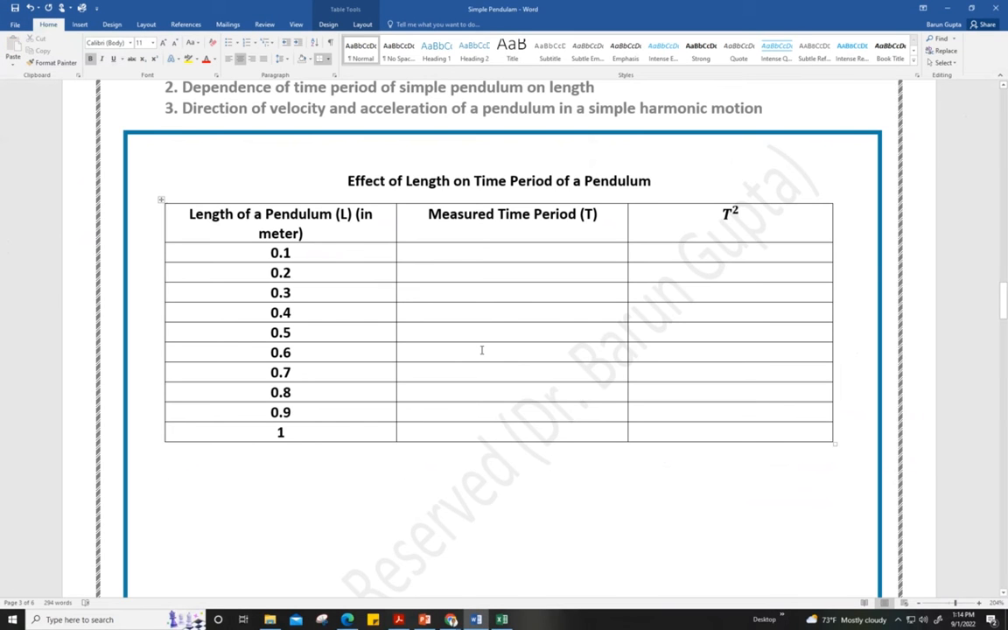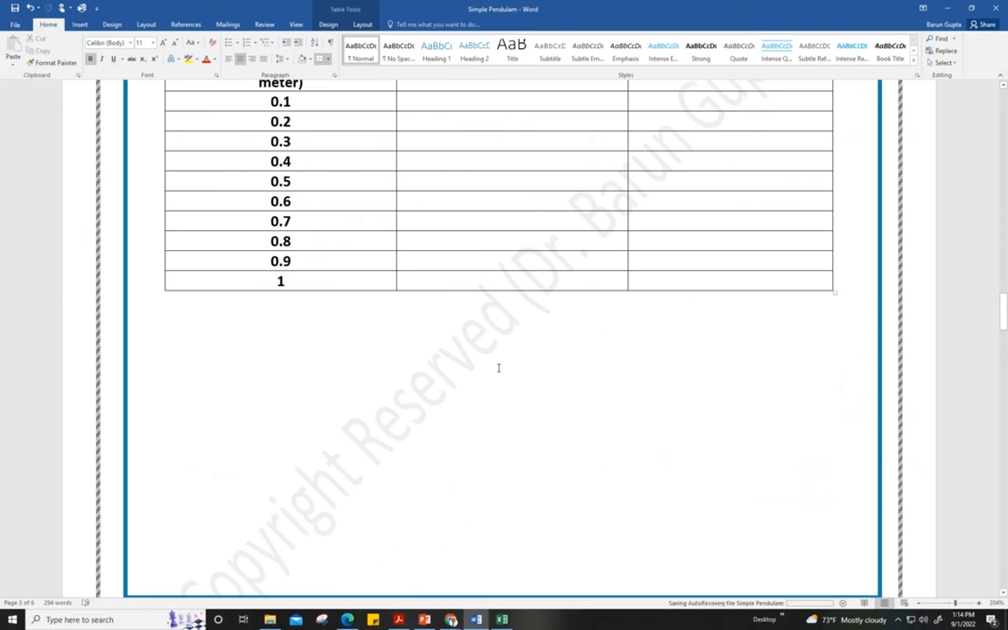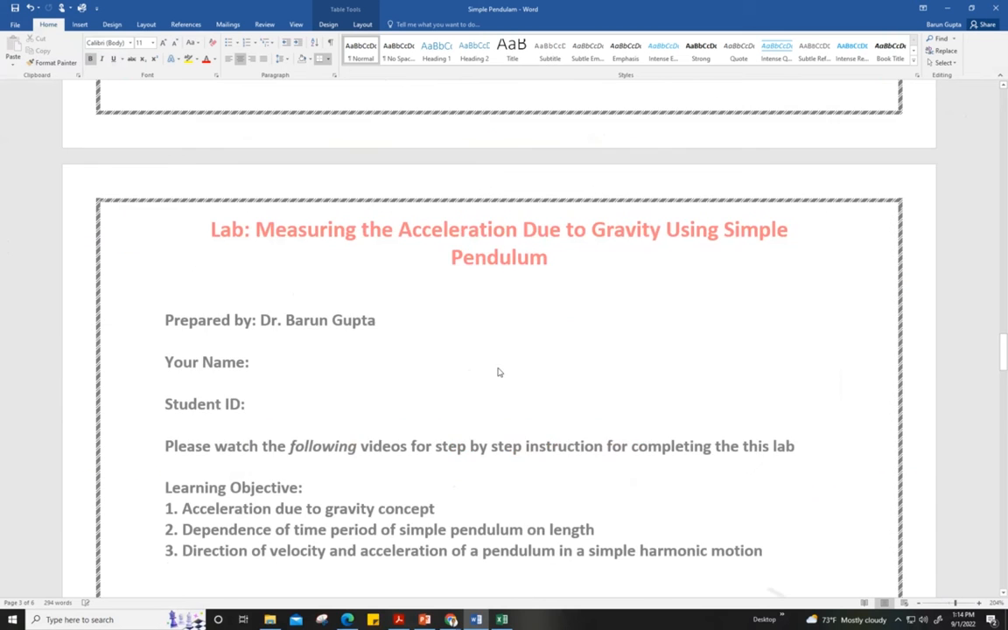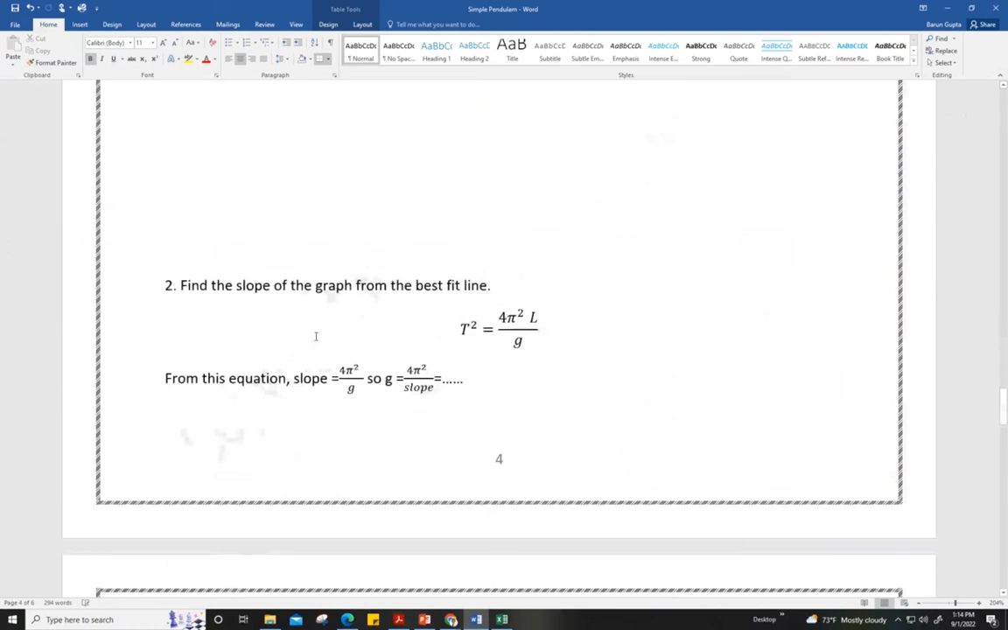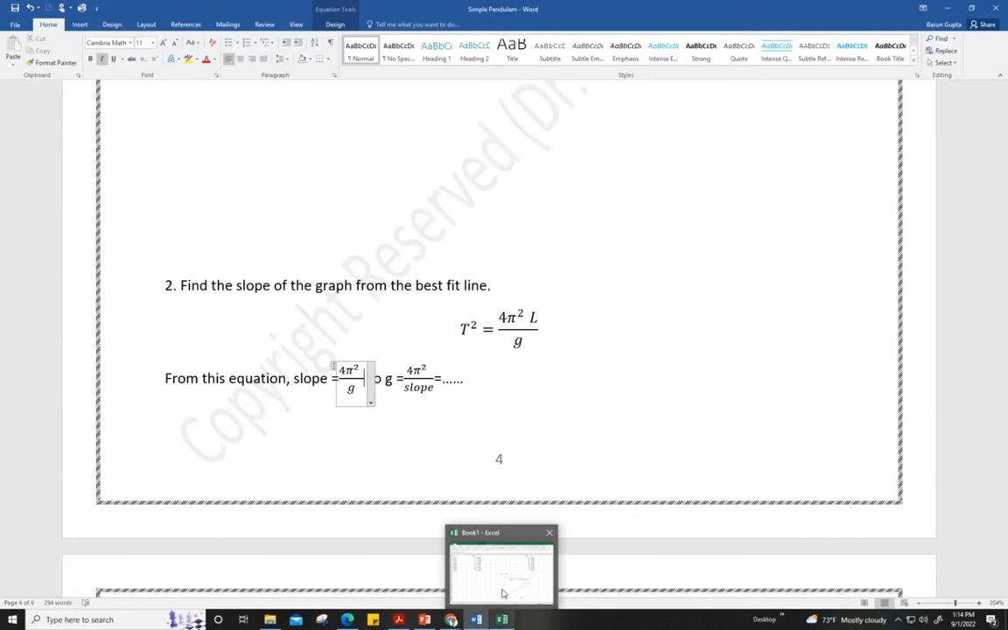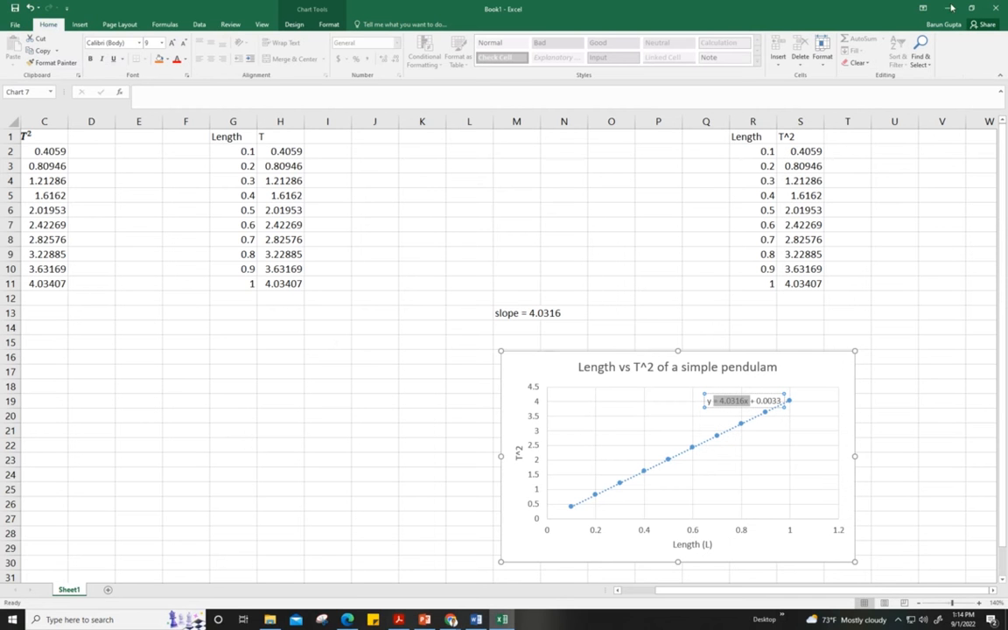So you have completed this table. After completing this table, we have to move to the next question, which asks to plot a graph, which we already did. Now, once we have the slope, it says to find the slope. We already know the slope here, 4 pi squared. So what's the answer? In my case, my answer was 4 point something. You see, 4.03. Your answer would be different because of this data here. So make sure that you have your own answer. This is for my case. Your case could be a little different. You may get a slightly different value.